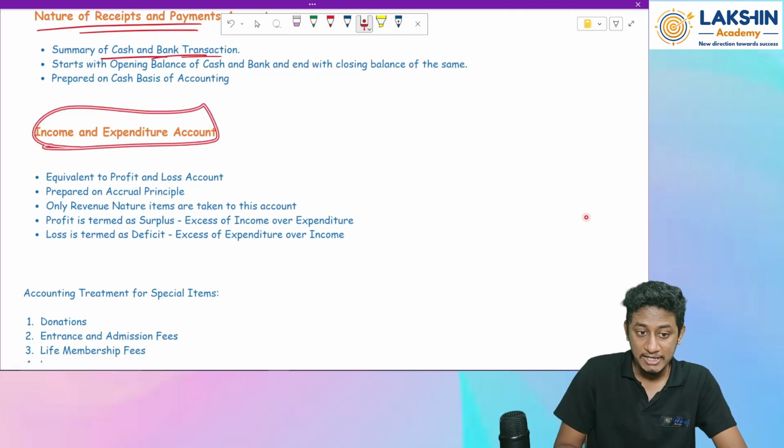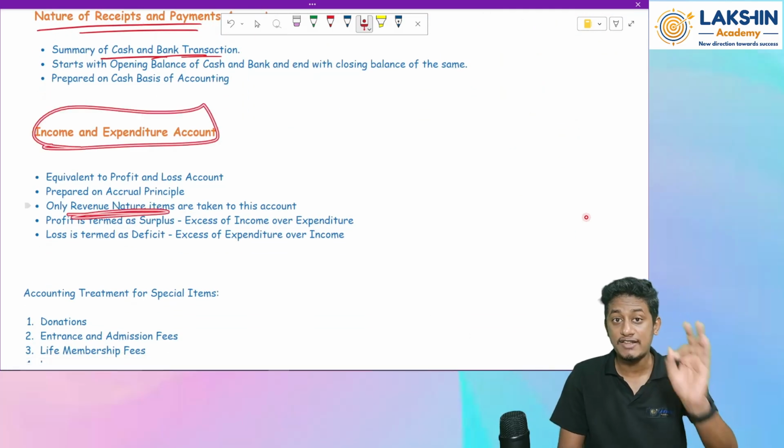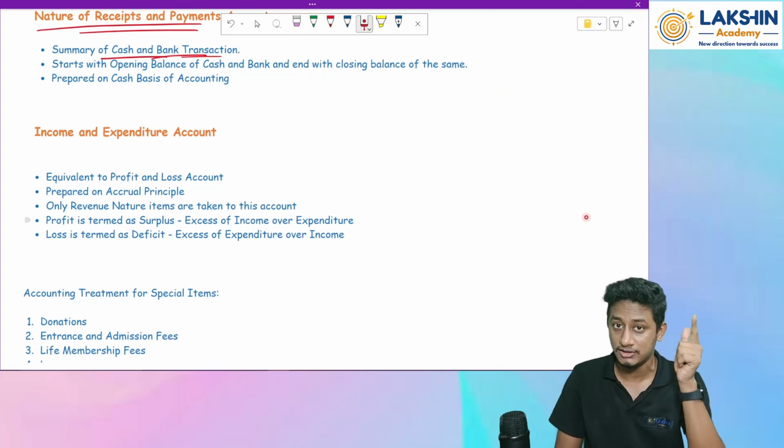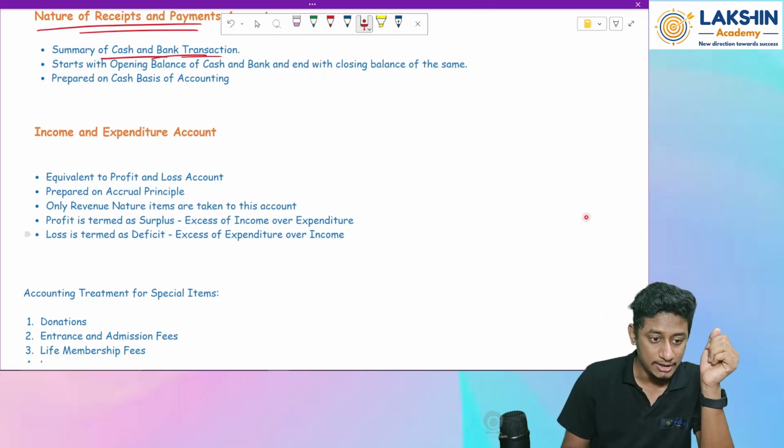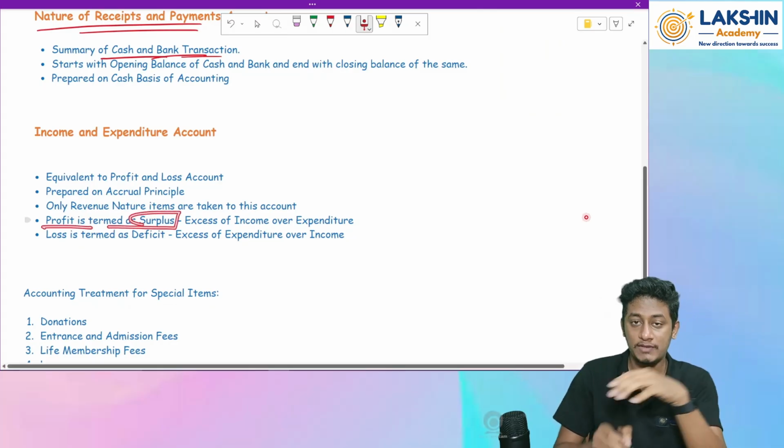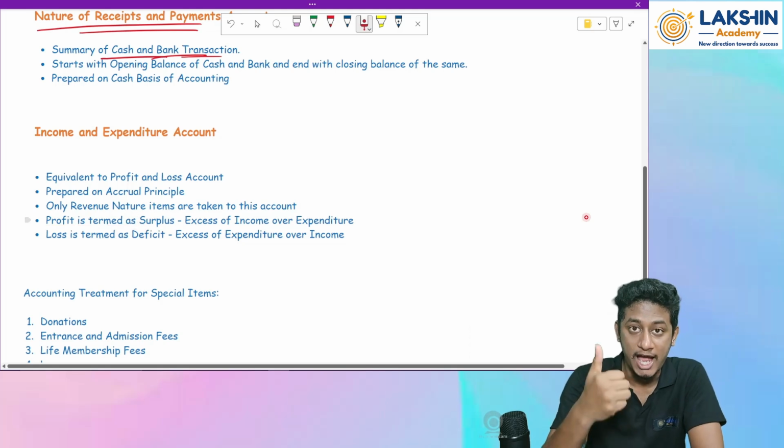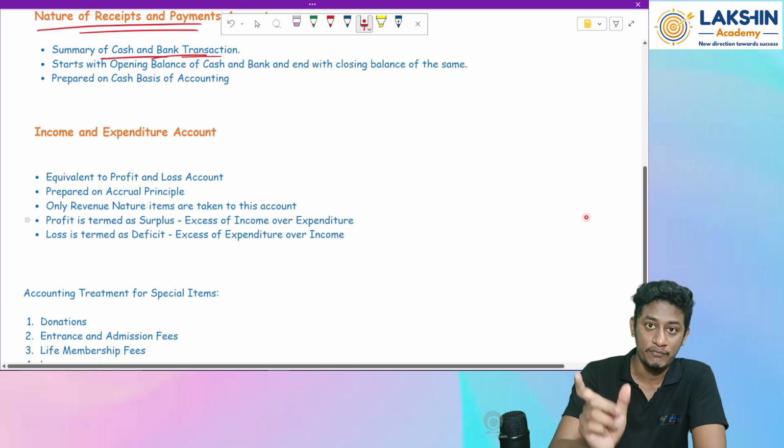Whereas in my income and expenditure, I take only what? Only the revenue nature incomes or expenses, whatever it can be. Clear? Then profit is termed as surplus. See, in my P&L account of a sole proprietorship, I used to term the profit as what? Net profit or net loss.